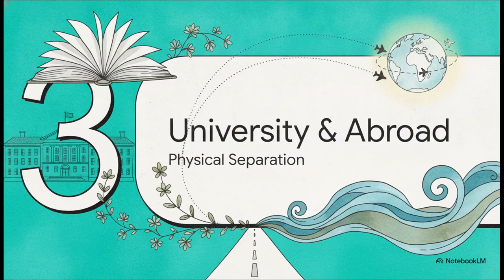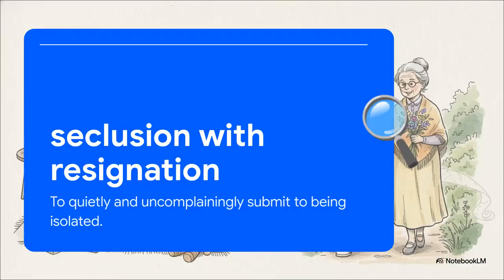Part 3. University and going abroad. As the author grows up and heads to university, they hit a further, very physical separation. He gets a room of his own. The text actually notes that the common link of friendship was officially snapped. The grandmother, we're told, accepted her seclusion with resignation. This wonderful idiom means she quietly, without a single complaint, submitted to her new isolation.